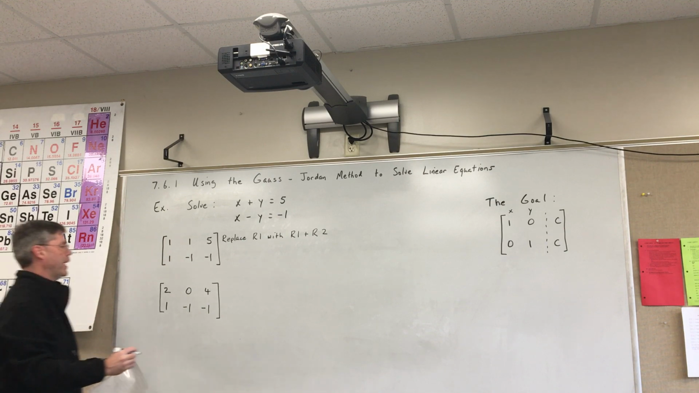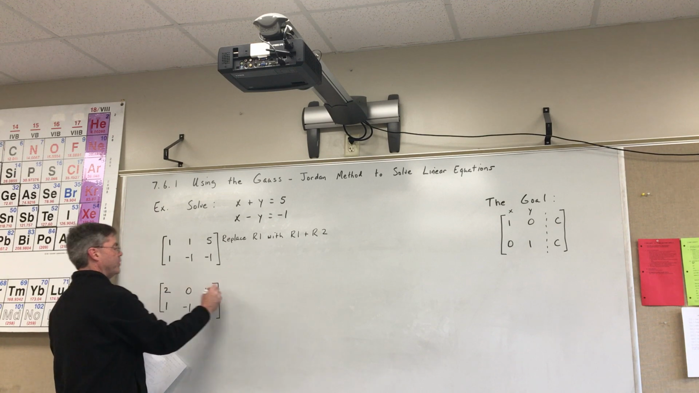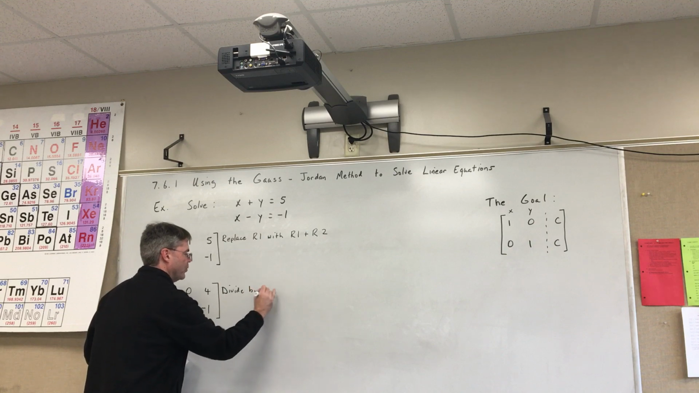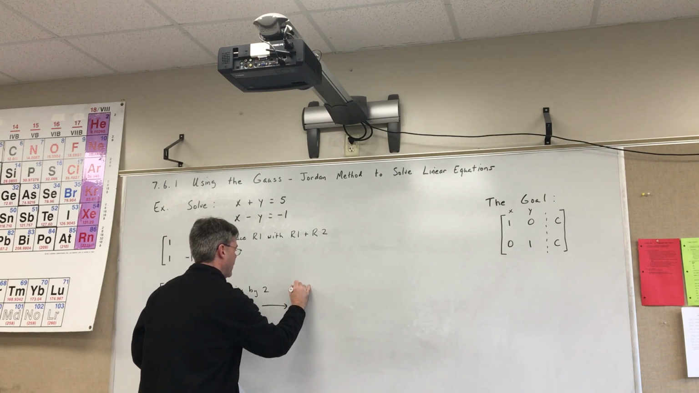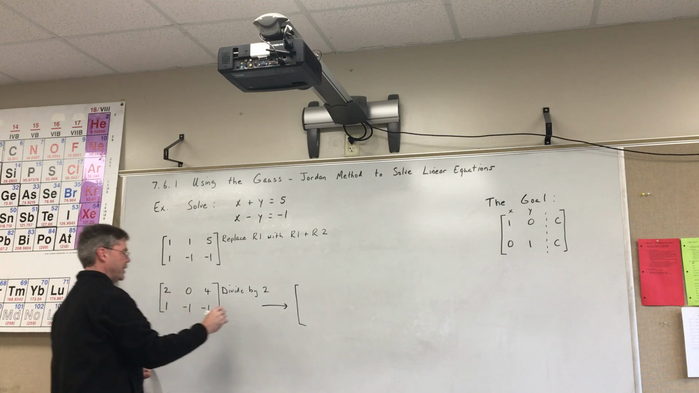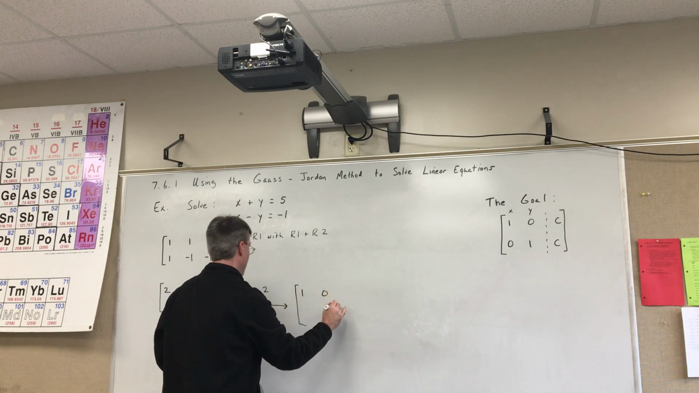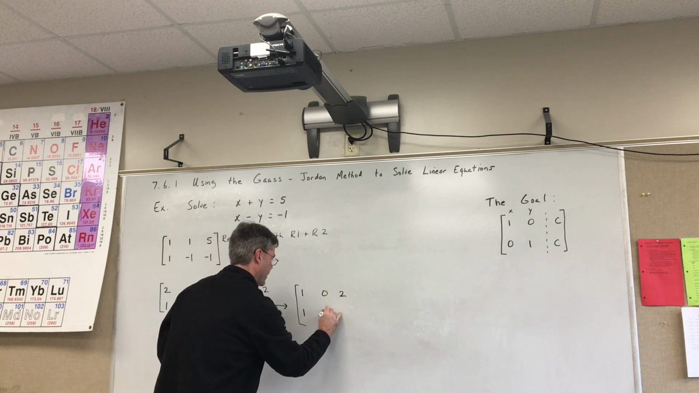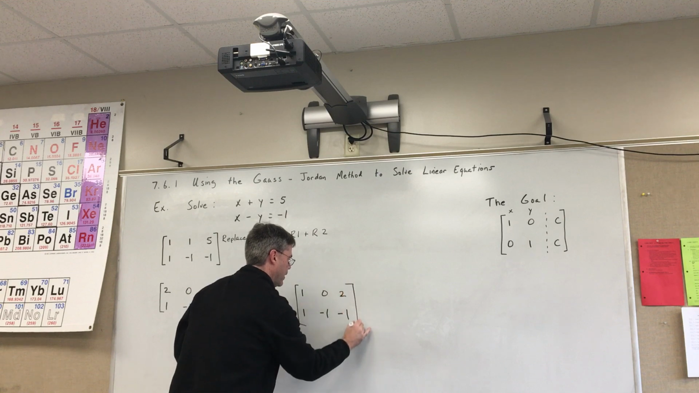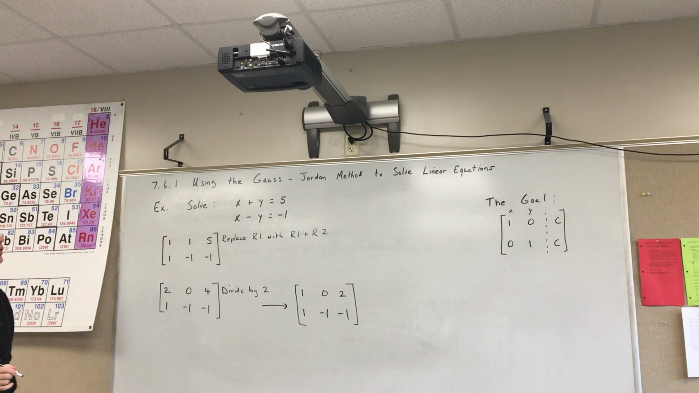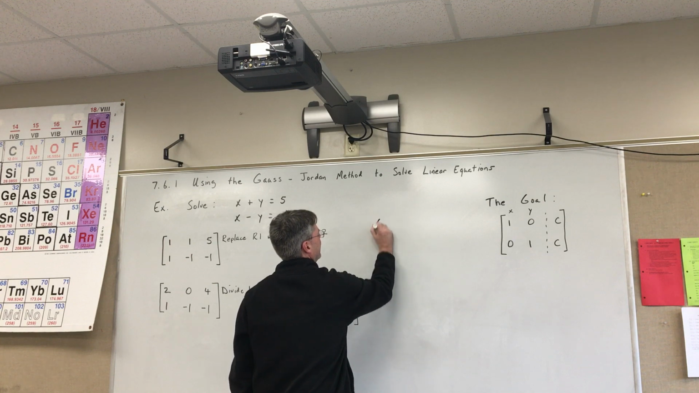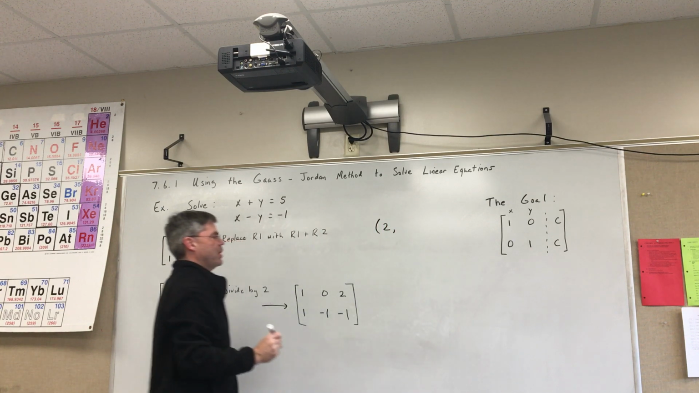All right, now we're going to divide row 1 by 2 because we want a 1 here. Right? When we divide 2 by 2, we get 1. 0 by 2 is 0. 4 by 2 is 2. And then we're just going to copy the second row. 1, negative 1, negative 1. So we have half our solution. The x value is 2. We have a 1 here, a 0 here. The x value is 2. So I'll go ahead and write that up here. 2 something is our solution.